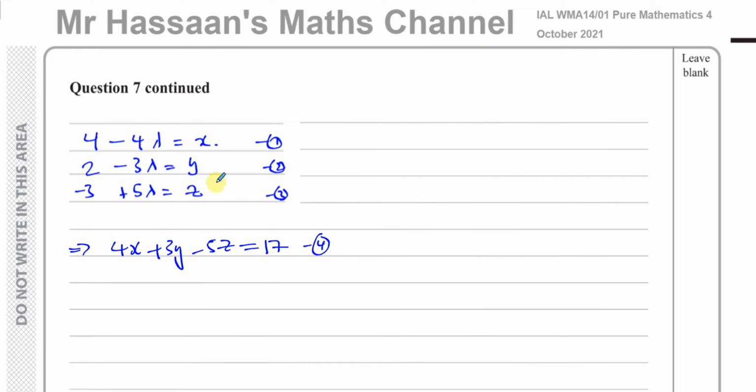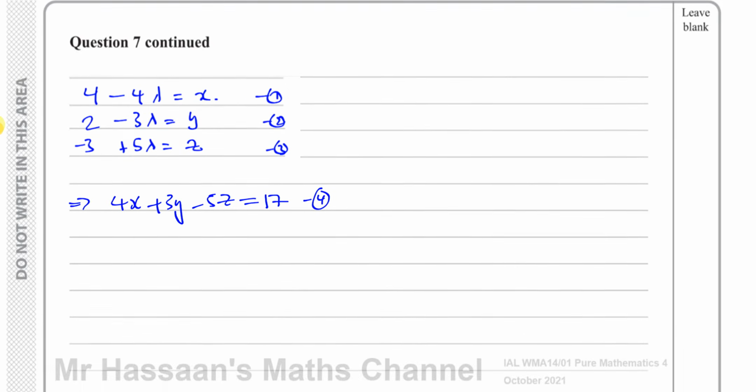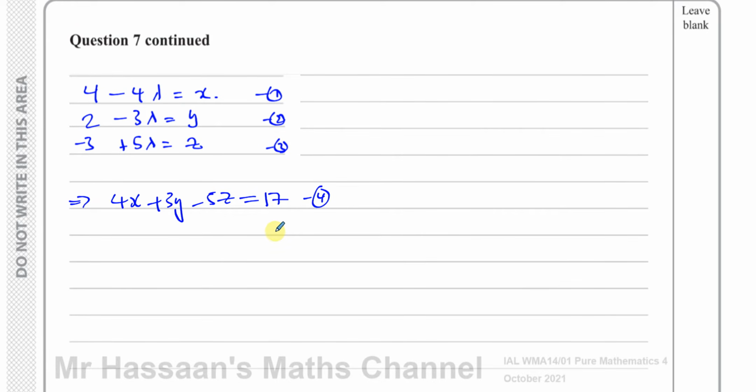So we have to combine these together to find the value of lambda, for which we can find therefore the point x, y, z. So what I can do now is I can replace the x in this equation with what x is equal to, which is 4 minus 4 lambda. And I can replace the y with 2 minus 3 lambda. And the z, I can replace it with minus 3 plus 5 lambda.